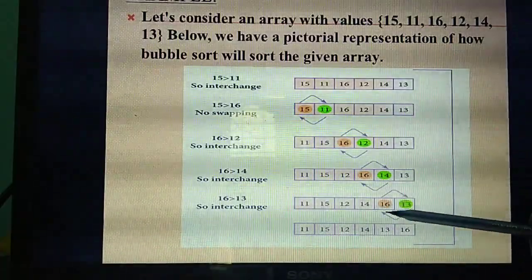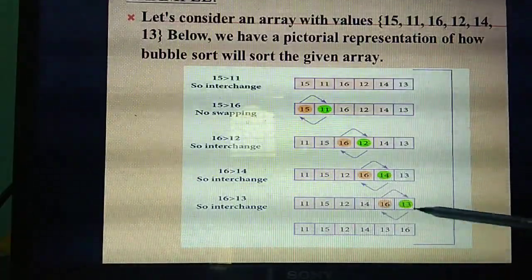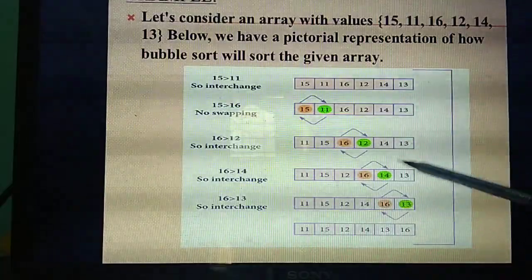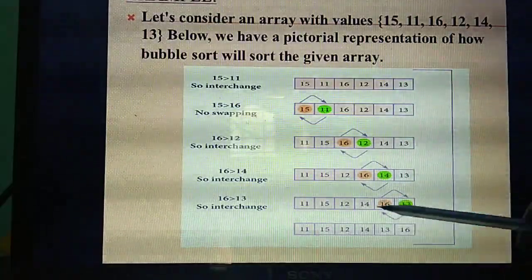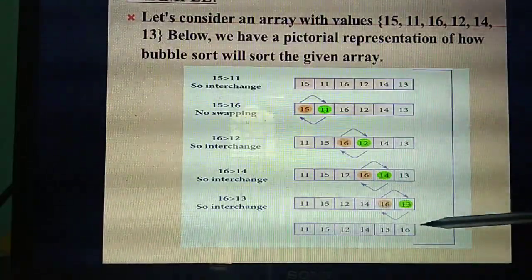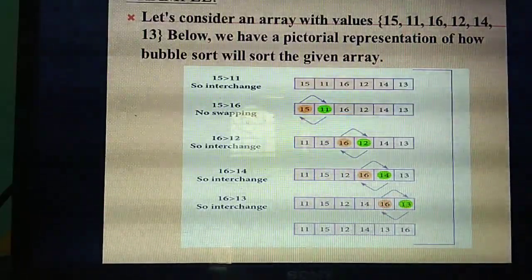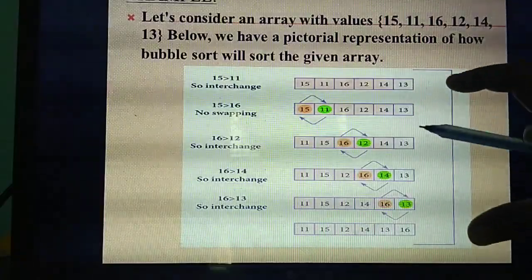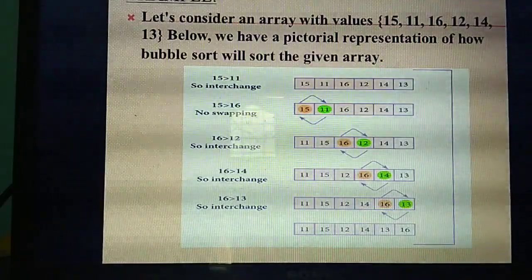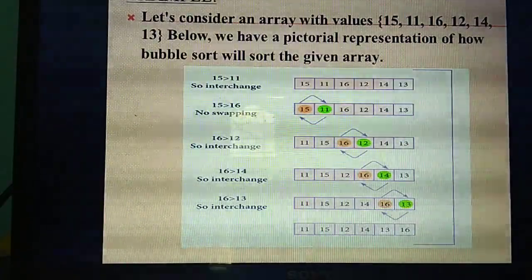Next, come back to this one, 16. So 16 comes to this place, no? 16 and 13. Which one needs to come first? 13. So interchange is there. Then at last you need to arrange in order: 11, 12, 13, 14, 15, 16. Understand? So first study this example, then only you will understand. Easily you can write. Understand bubble sort algorithm?